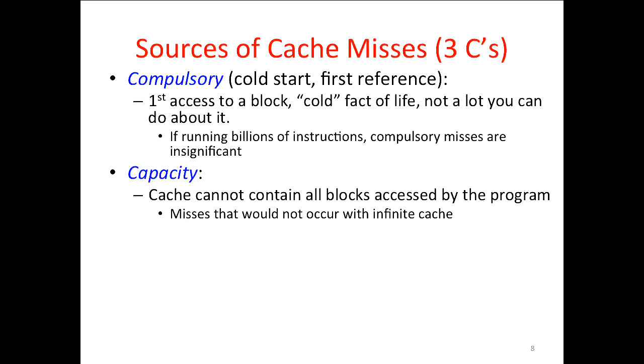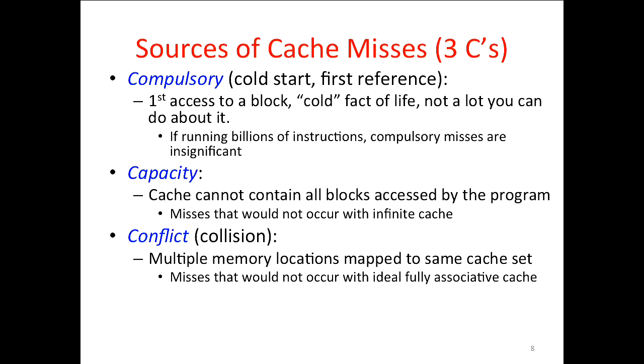Capacity misses are where basically the cache is just not big enough to hold the data you're working on. One way of thinking about these is misses that you wouldn't get if you had an infinite cache. If you never had to throw anything out, you would never get capacity misses. The capacity misses are there because caches are designed to be small and finite, and you have to replace things.